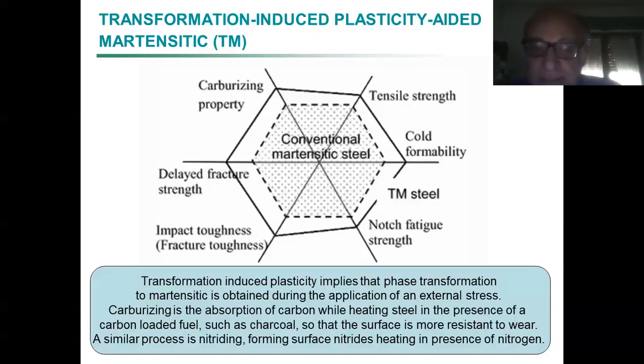These properties are essential in steel. Tensile strength, well, there is not much to say. Notch fatigue strength means that you have a cyclic loading, and so fatigue, as we were saying last time, for a large number of times, in a large number of cycles in a short time.